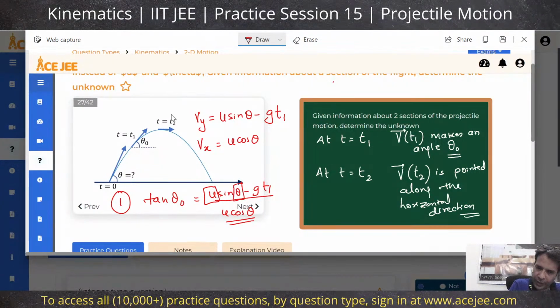So let's look at this one. At t equals to t2, your Vy becomes 0. That means u sin theta is equal to g t2. Can I say that?